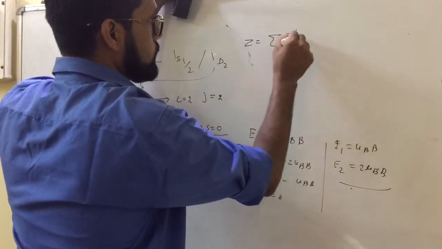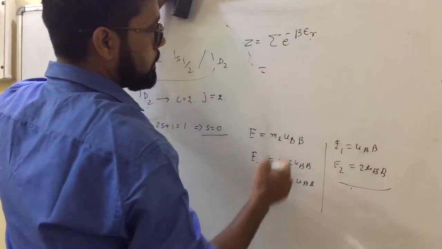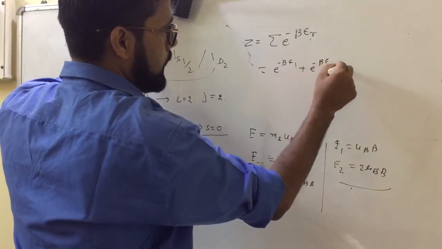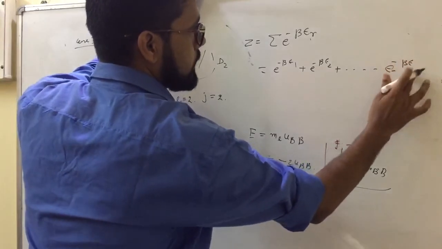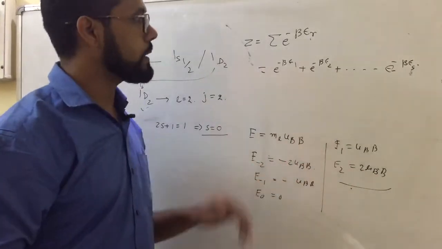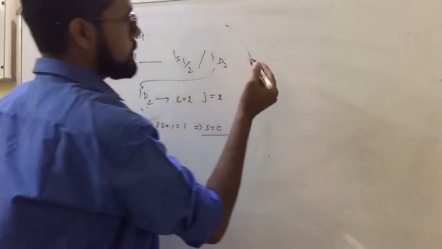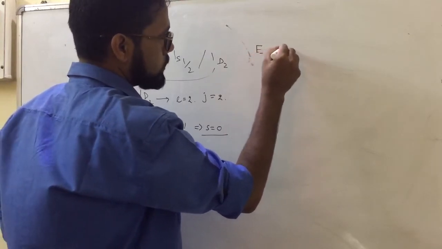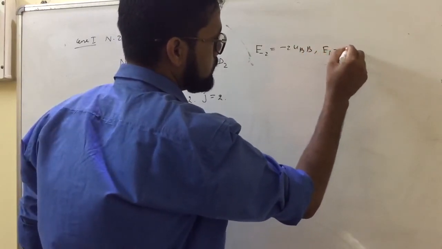It will become beta E1, beta E2. So in that case, this is the number of energy levels: e to the power minus beta E1 plus e to the power minus beta E2 plus up to e to the power minus beta E5, 5 energy levels. So you put the value E1 equal to this one, 2, 3, 4, 5 like this. You can calculate the partition function, no problem. Now, E for M equal to minus 2 is minus 2 mu_B B. E for M equal to minus 1 is minus mu_B B.